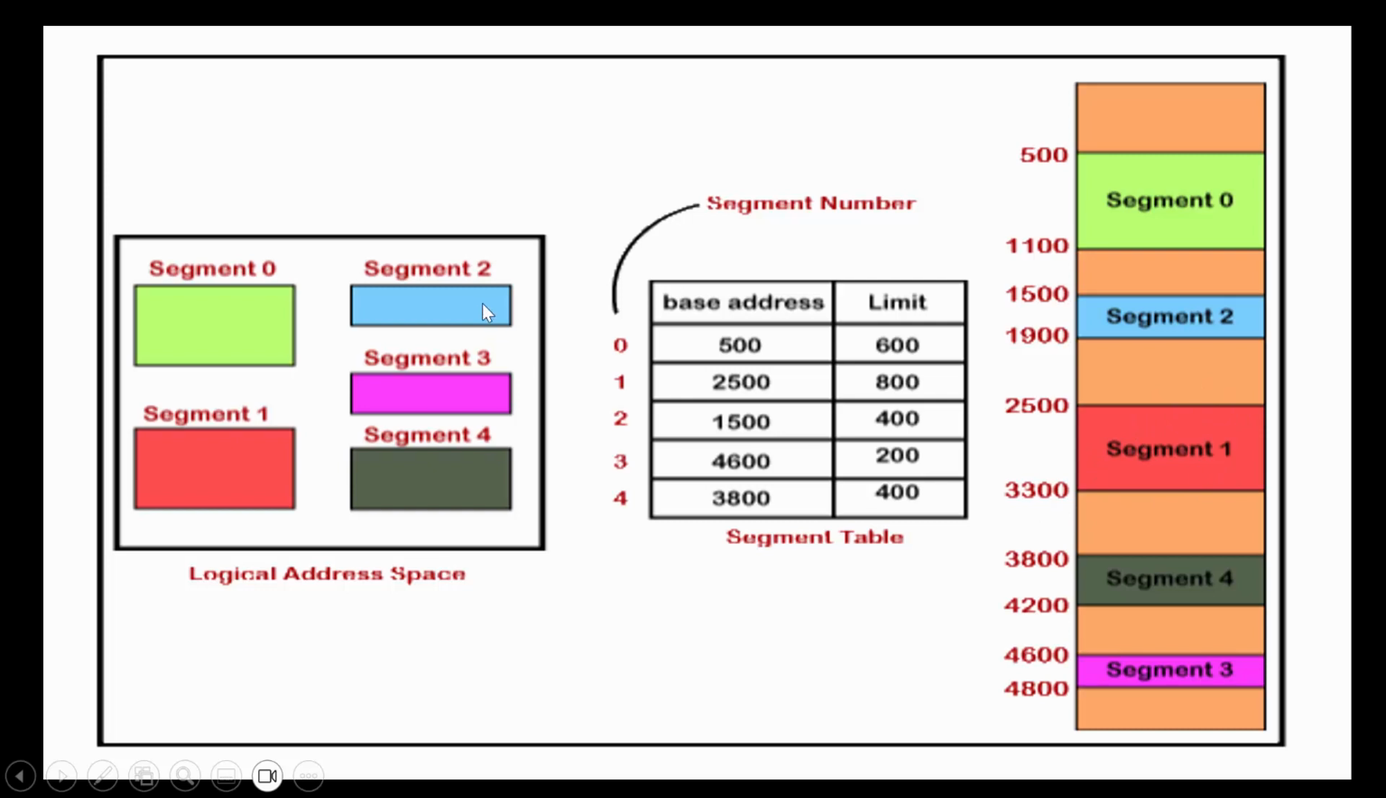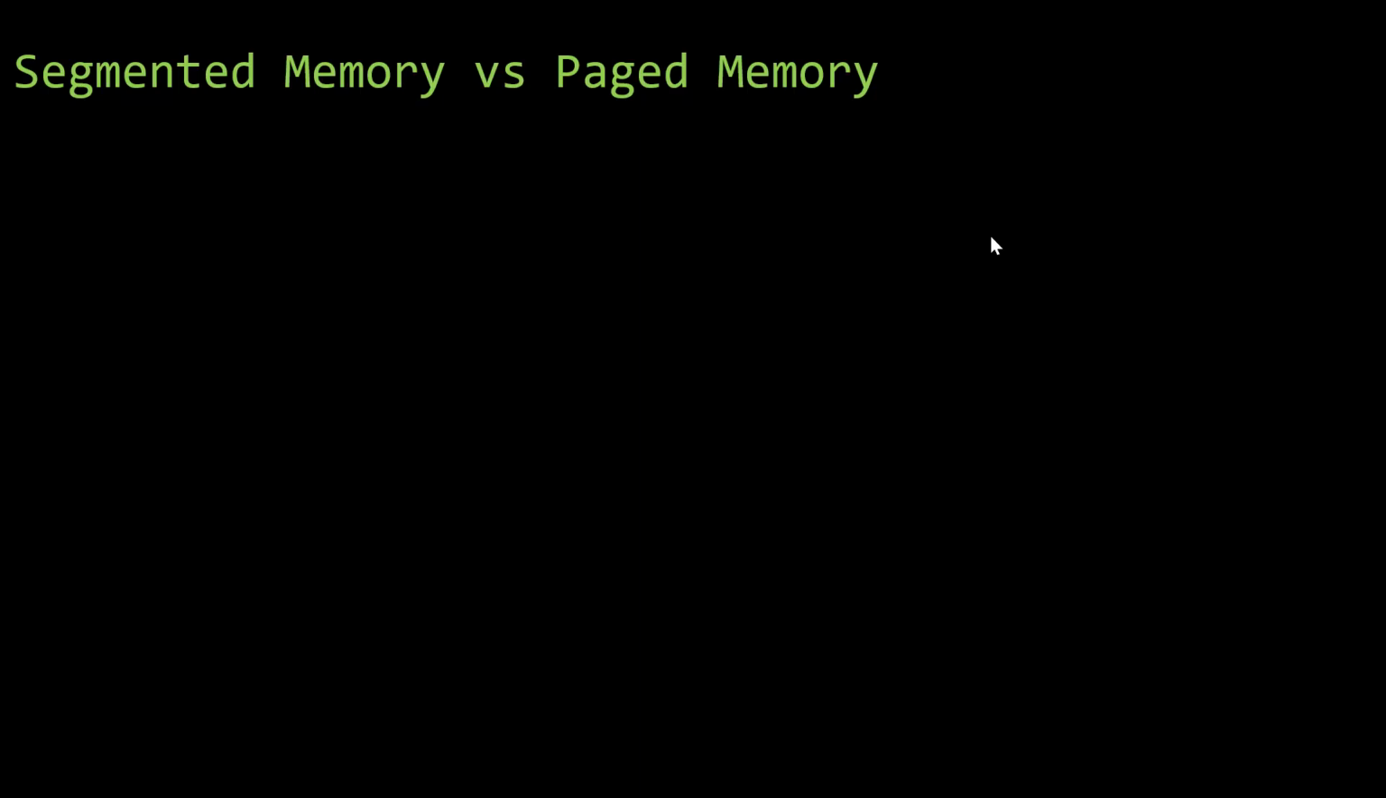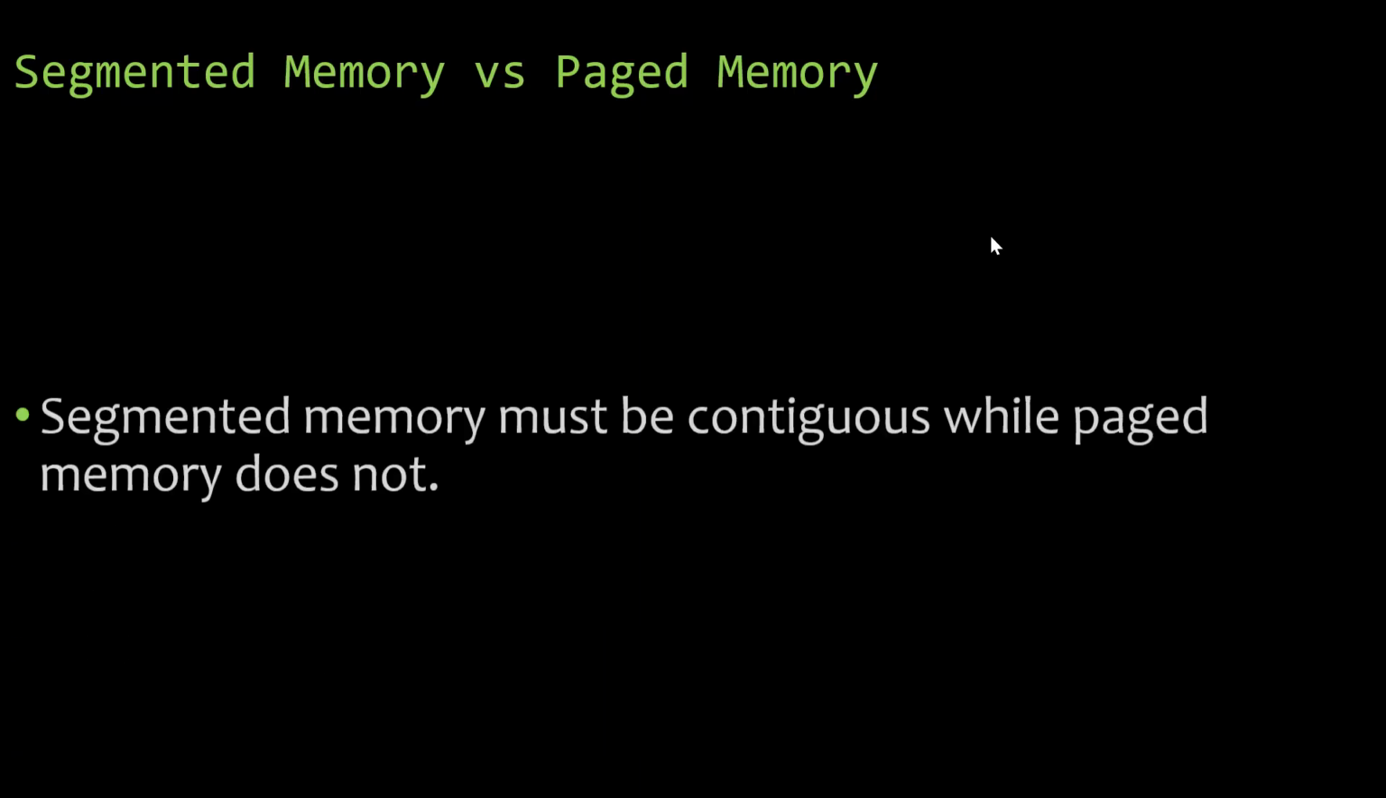Number 2 is a lot smaller. So I look at segment number 2, which says the base address starts at 1500. So I go to 1500. It has a limit of 400, which goes to 1900. So here you will see all of these have an offset, and they're all of different sizes, unlike paged memory. Now, let's talk about the differences between them.